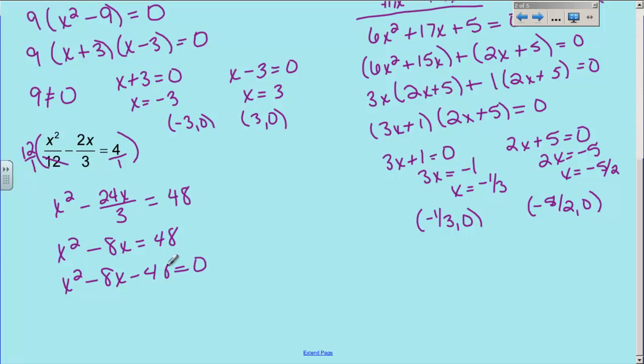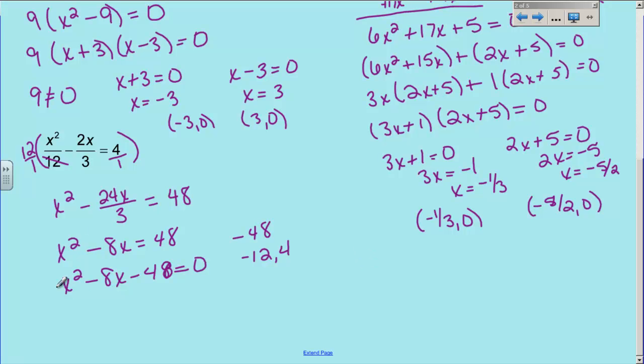Well, I need to multiply the a times c, 1 times 48, that becomes negative 48. I need two factors of negative 48 that add up to be negative 8. It tells me one of my numbers is going to have to be negative. My two numbers then are going to be negative 12 and positive 4. So when I multiply those, they give me negative 48. When I add them together, they give me negative 8.